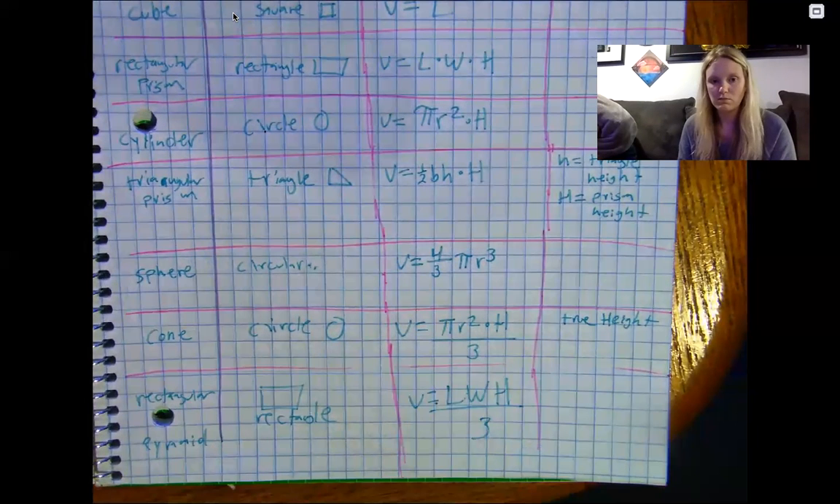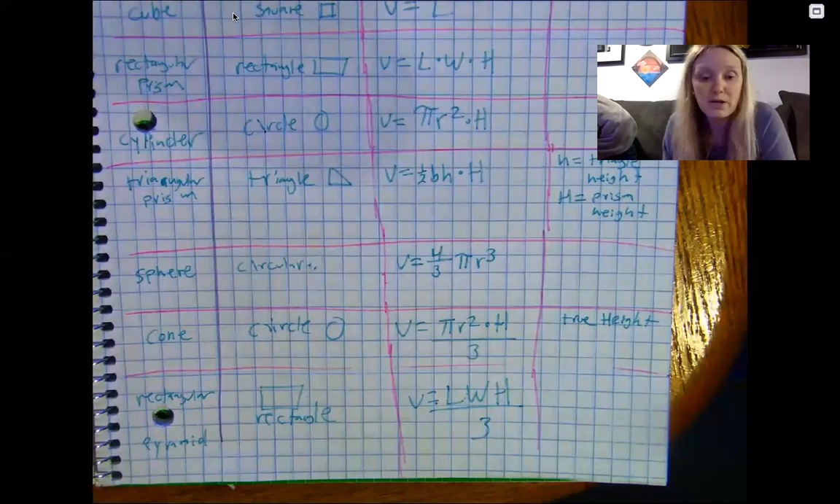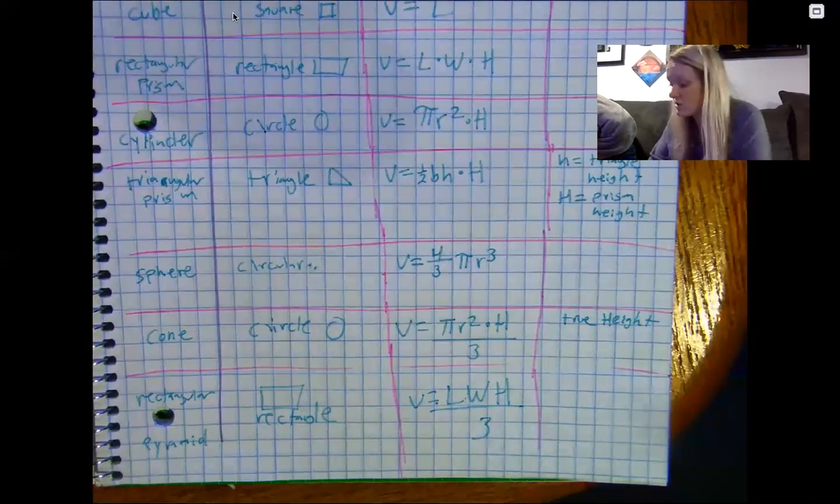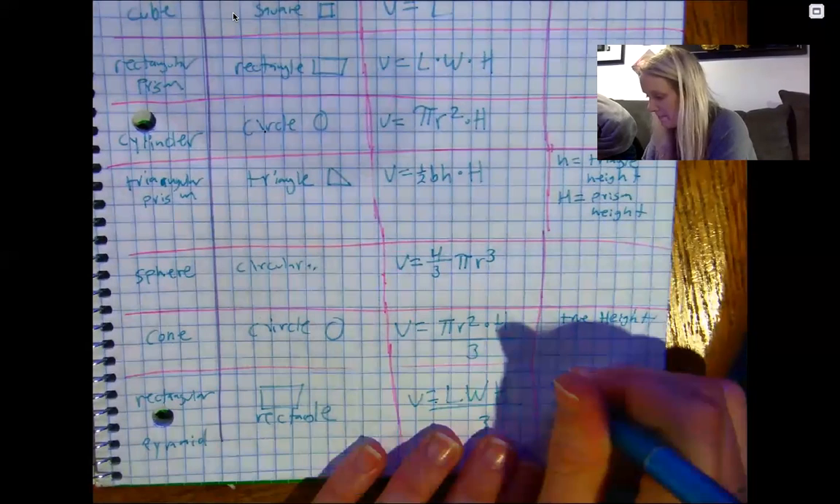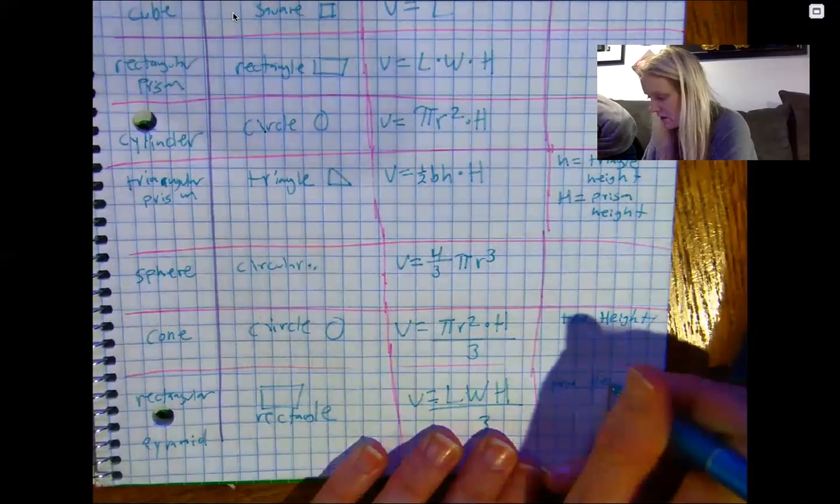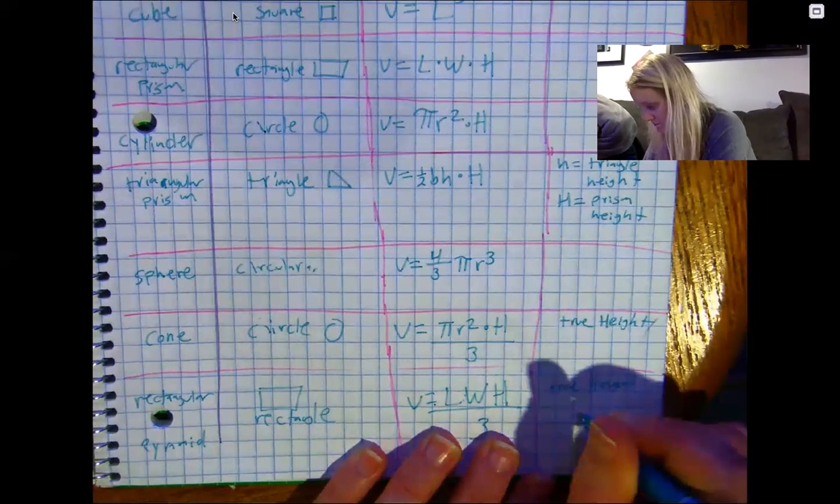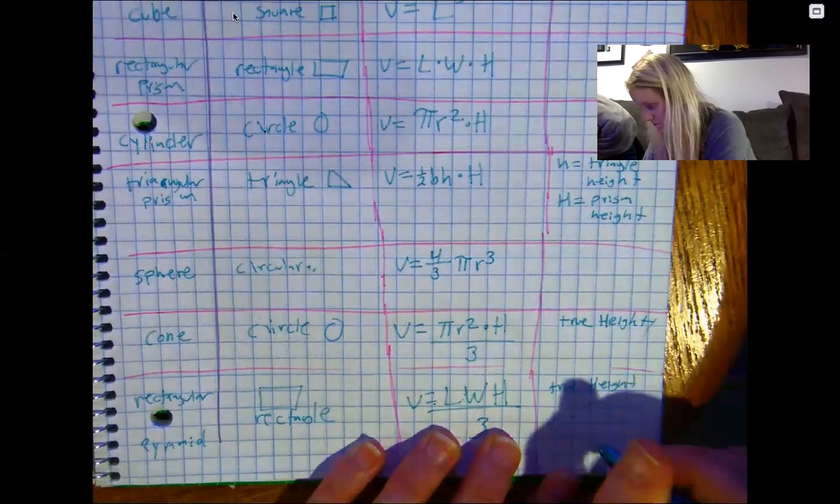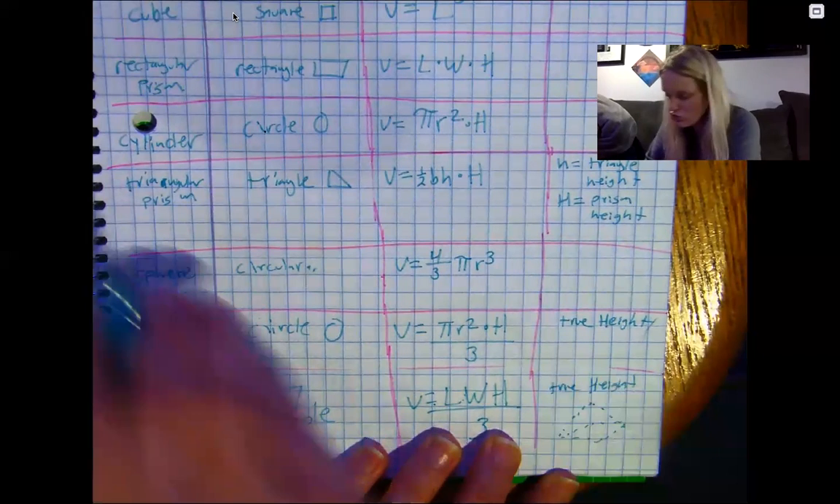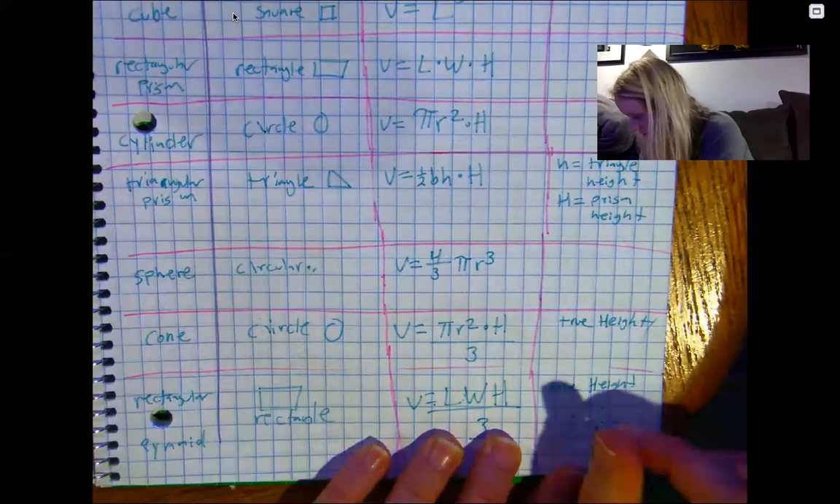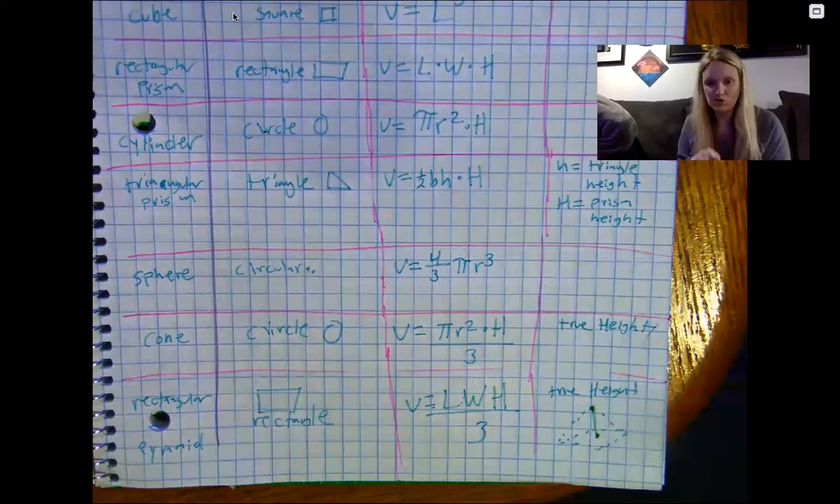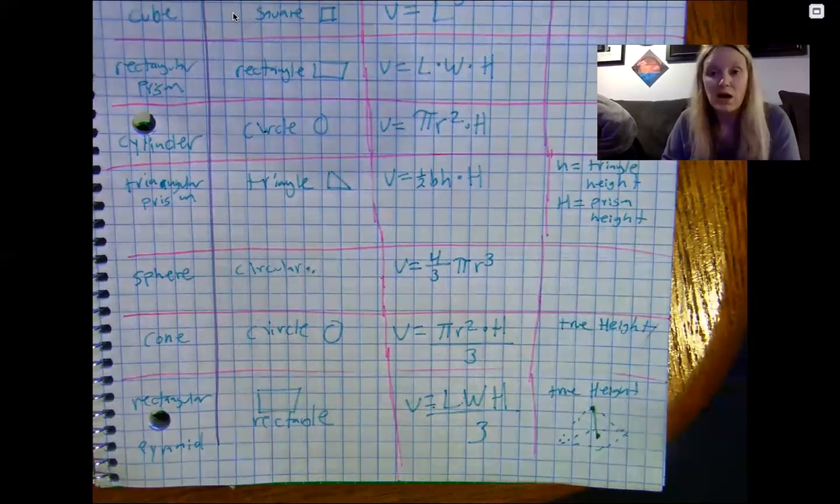Okay. And again, this is the true height, not the slant height. What I mean by true height is, if I have this pyramid here, the true height would be from the bottom straight up to the top. True height means straight up from the bottom to the top. Okay, I'm going to pause the video now.